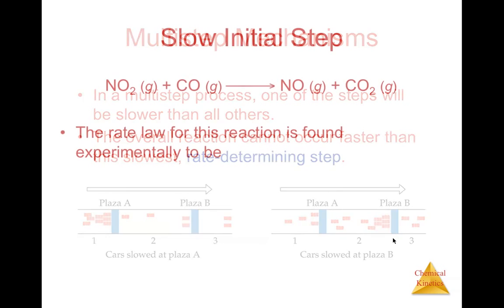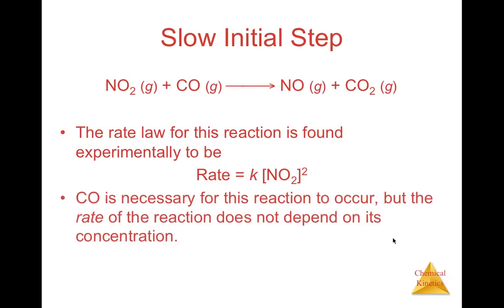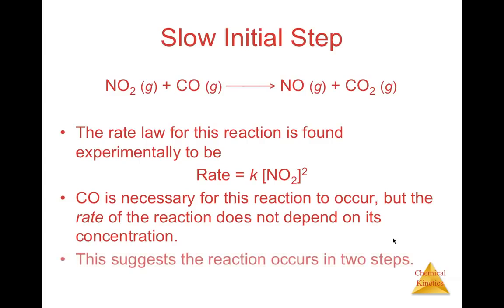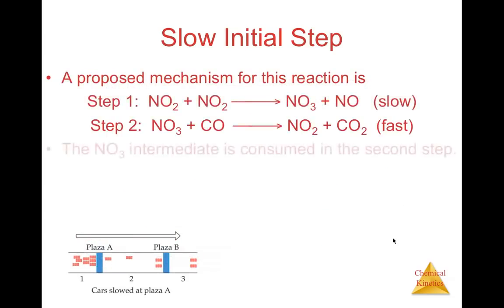The rate law for this reaction is found experimentally to be k[NO2]^2. CO is necessary for the reaction to occur, but the rate of the reaction is not dependent on its concentration. It's called a zero-order reaction in terms of CO. This suggests that the reaction occurs in 2 steps, because NO2 has to collide with NO2.